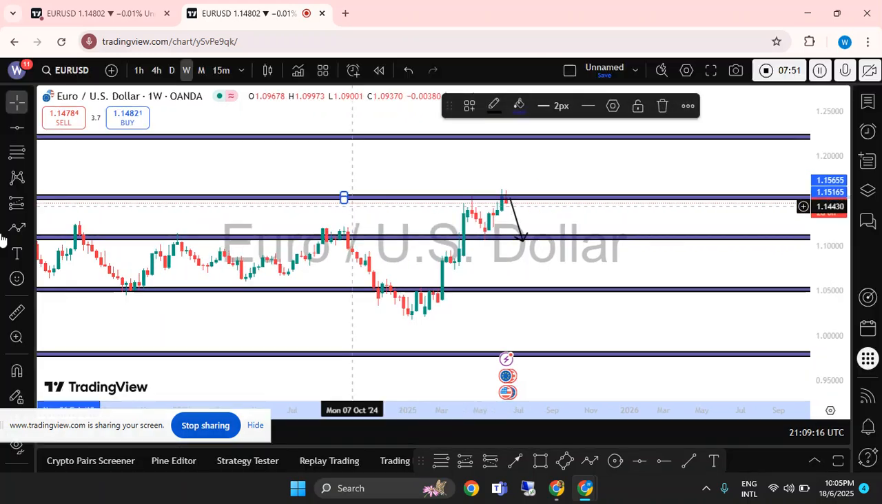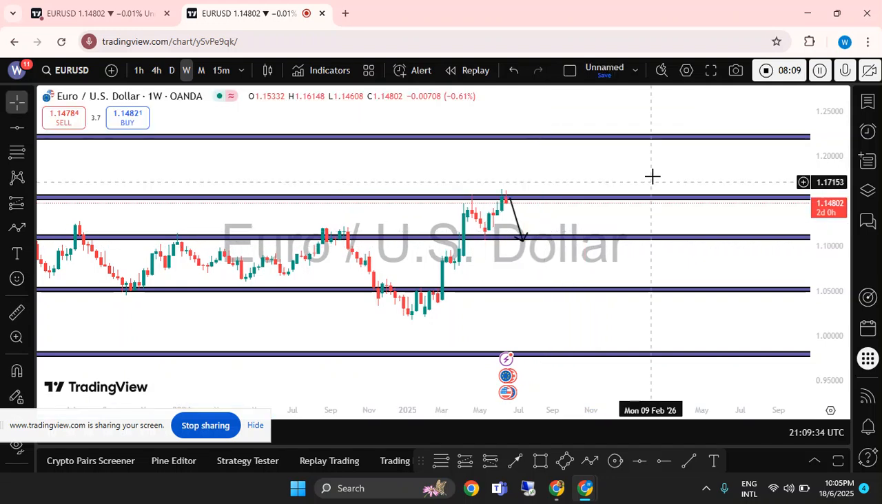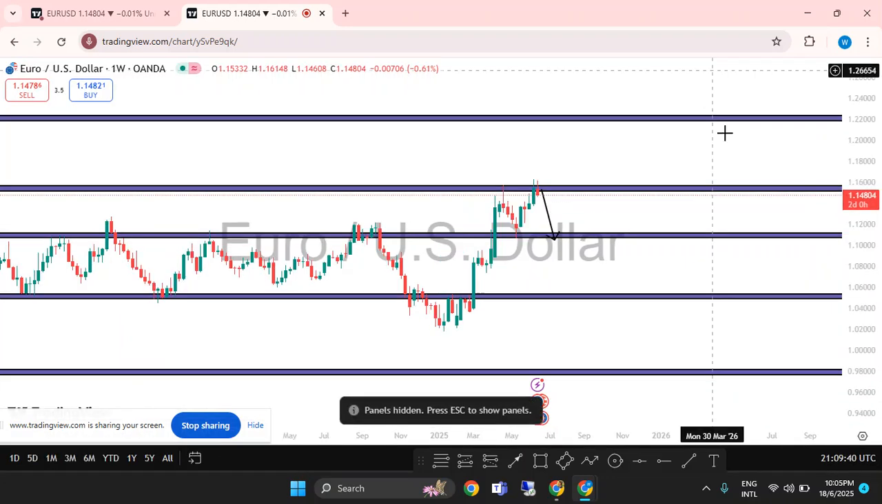Let me just use the ruler. We have about 500 pips, if I'm not mistaken, close to 500 pips to the downside. 500 pips is a lot of money to me. Every pip counts. So now we have about 500 pips to the downside.